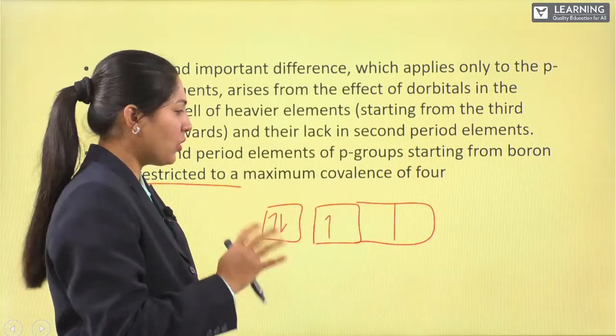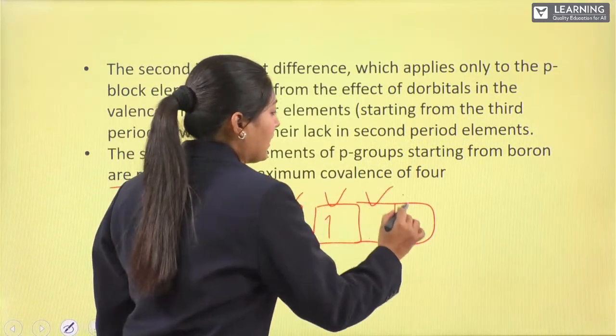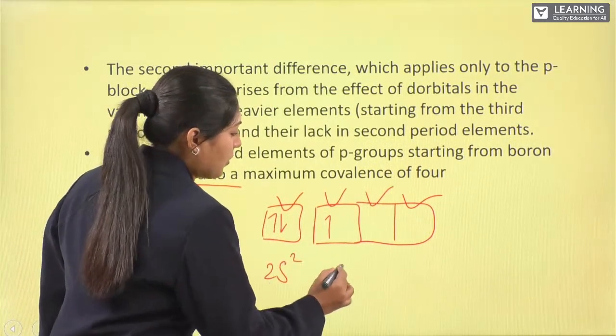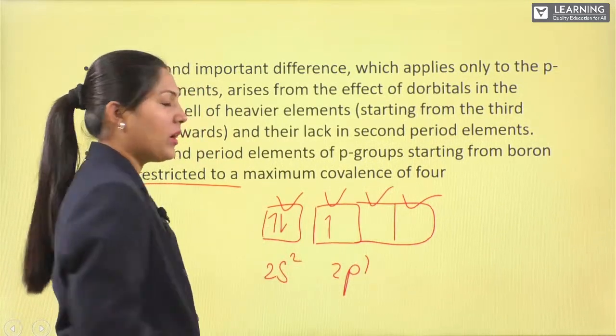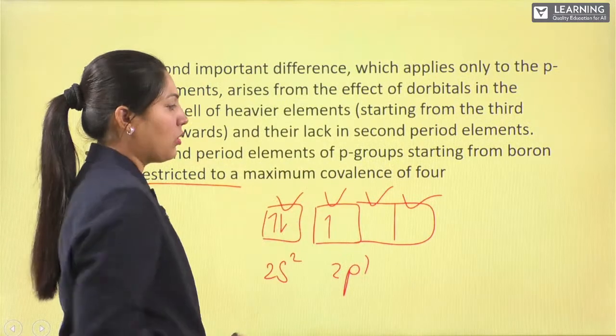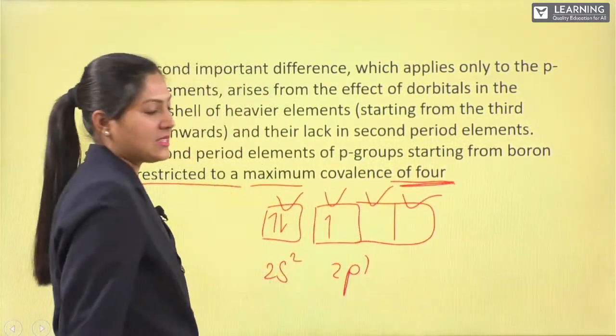How can they say 4? We have only 3 electrons. It depends on the orbitals which are available. So when here we have 2s2, 2p1, we have 3 p suborbitals and here 1, so 1 plus 3. So totally 4 orbitals for boron. So we can have a maximum of only 4 covalency.